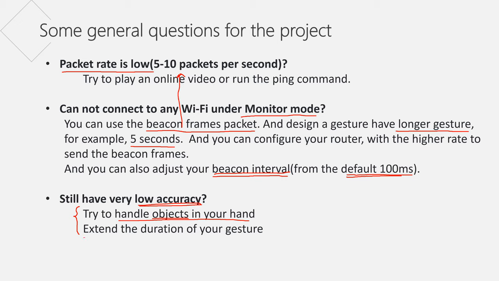So if you have very low accuracy, you can try to handle objects in your hand. And you can also try to extend the duration of your gesture, like I said here. If you can do your algorithm without any object in your hand, with a very short duration, let's say 2 seconds, and you still have a very high accuracy, then I think you will get a very high mark. But don't worry too much about the accuracy, okay? Just try your best.